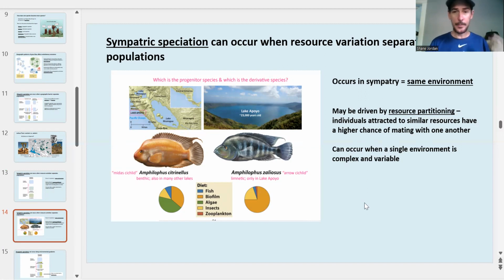And so, again, we see a situation where this lake has a very complex and variable ecological environment with lots of different kinds of resources that can be used, and different populations of these cichlids have diverged into using different resources in different ways. There are other resources that they can use as well, as we see on these pie charts, but the difference between use of algae for food and use of biofilm for food seems to be the most important factor driving their differentiation.